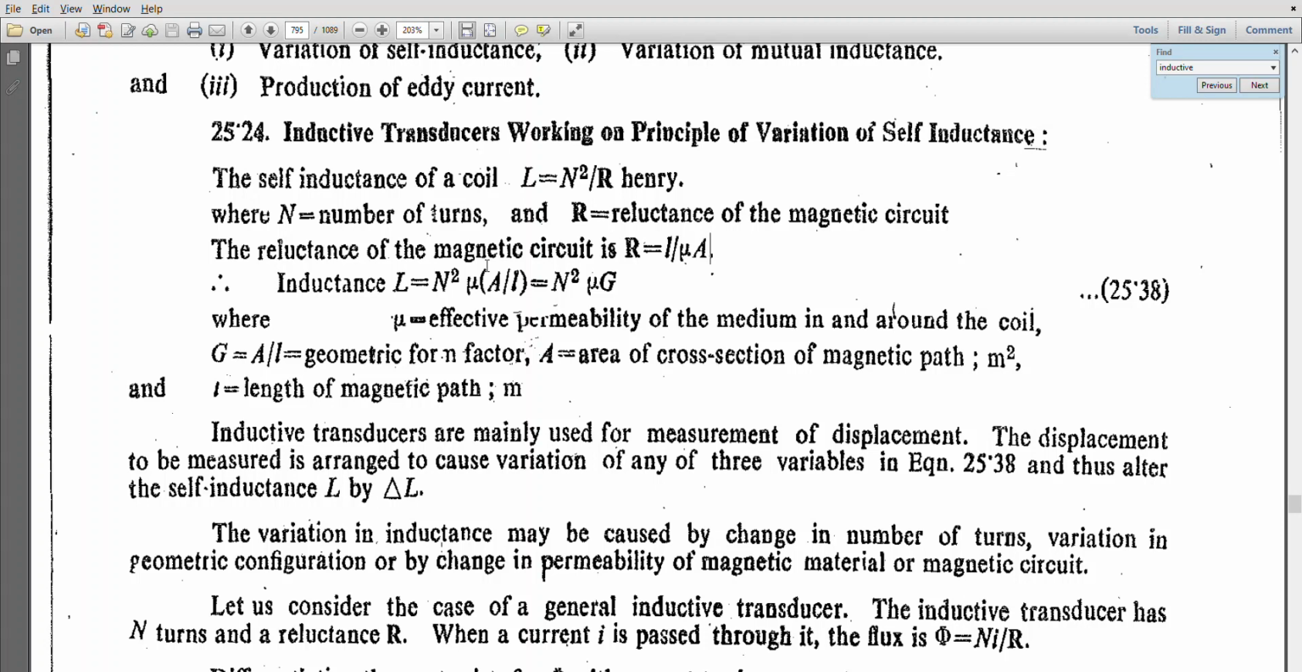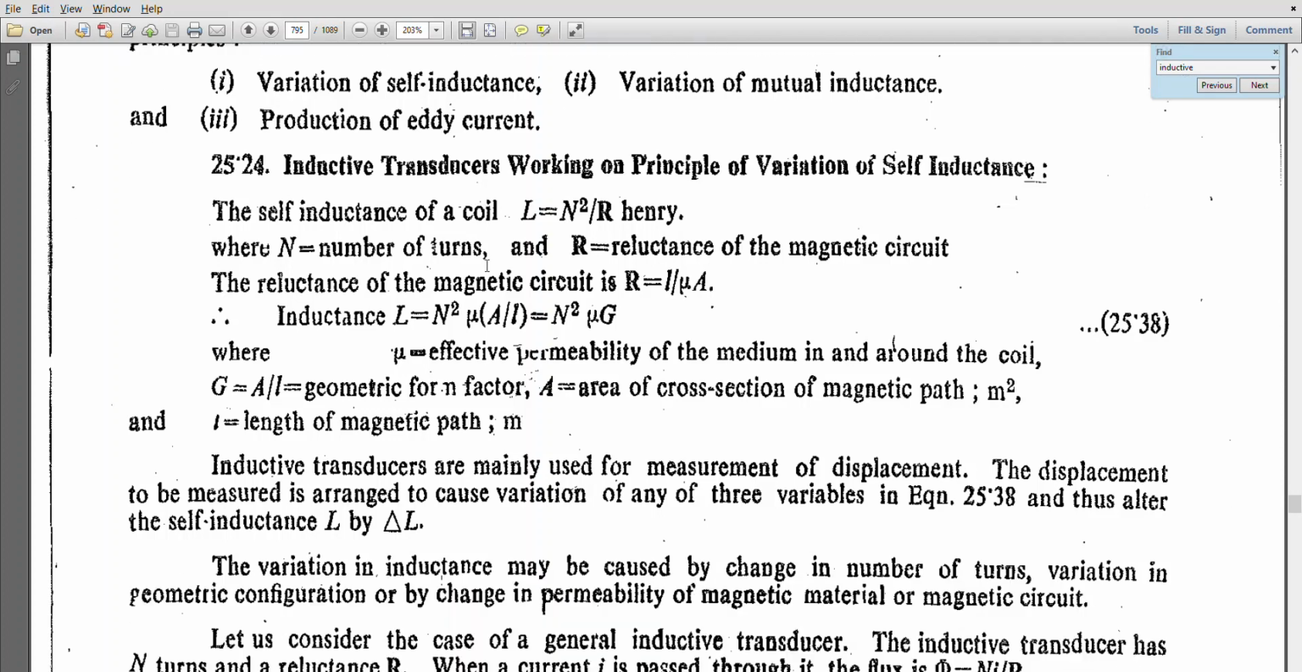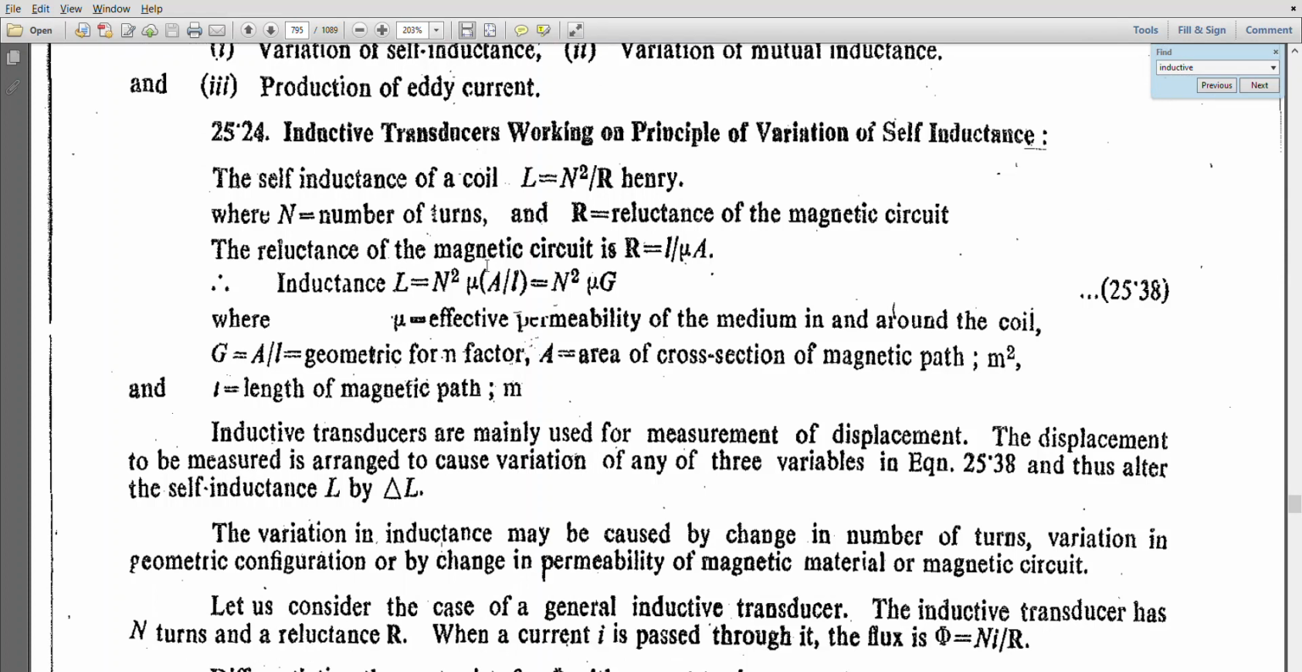Working principle. These inductive transducers work based on varying the inductance. And what are the different ways of varying the inductance? By variation of self-inductance, mutual inductance, and eddy current. Let's first see the derivations and physical interpretations of variation in the self-inductance.